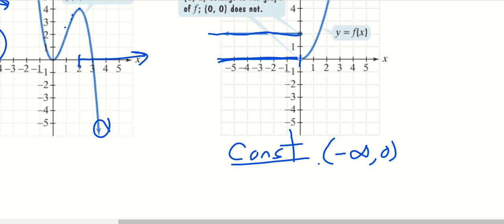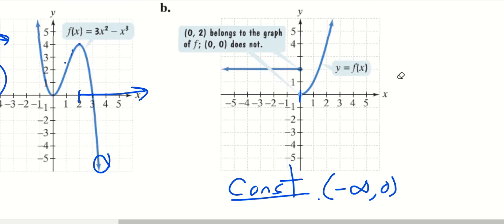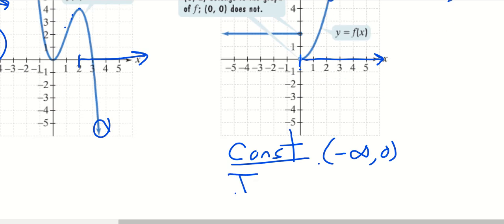Now, what happens after x equals 0? Well, after x equals 0, if we continue to go to the right, the graph is now moving in an upwards direction, and because of that arrow, it'll continue to go up forever. So this graph is increasing from x equals 0 to positive infinity. And that gives us the intervals of increase, decrease, and constant for this one.